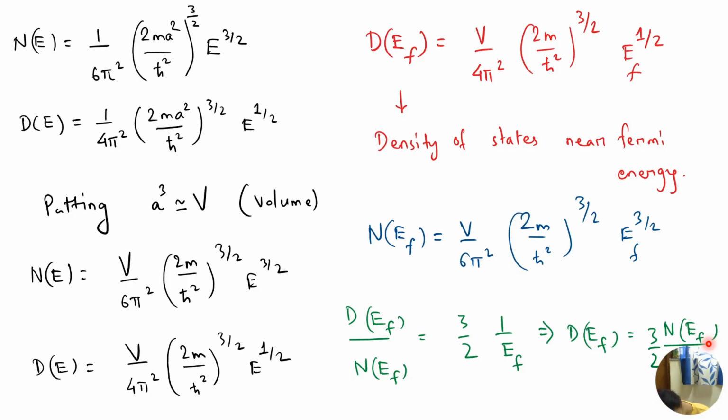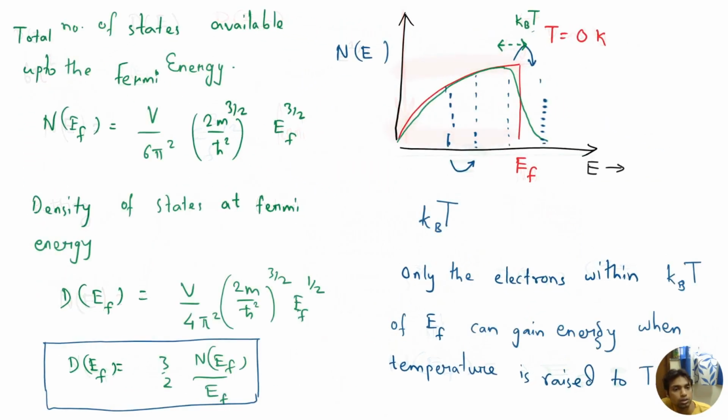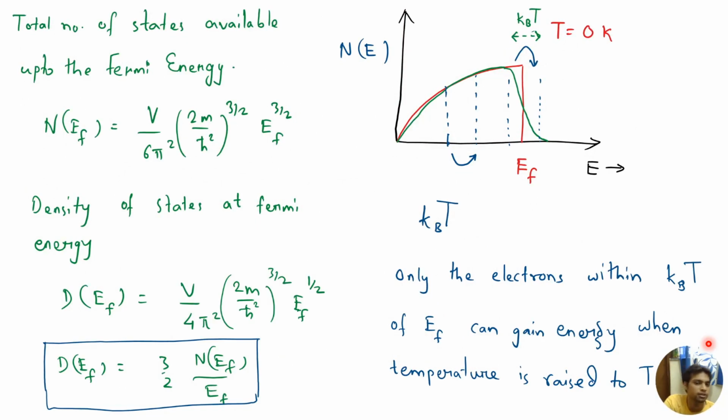Now, the total number of states available up to the Fermi energy is n of EF. So these are still the number of states. So d of EF equal to 3 by 2 n of EF by EF. That is what we have found.